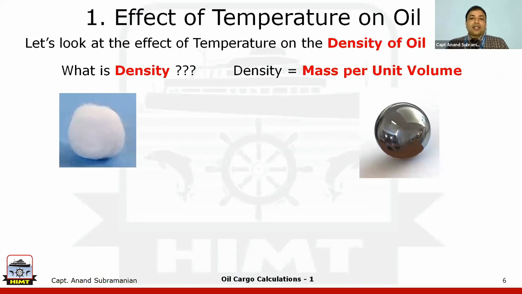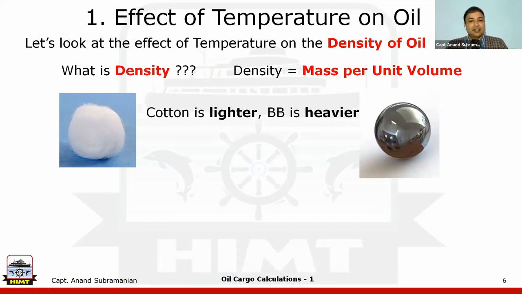Now let us again do an experiment. Just let's get the hang of what is this density we're talking about. I've got a ball of cotton wool over here on the left hand side, and I've got a stainless steel ball bearing on the right hand side. Now cotton is lighter, ball bearing is heavy. Is it not? Yes. The volumes are the same. If you see the circular dimension, both are almost same. But the cotton is lighter and the ball bearing is heavier.